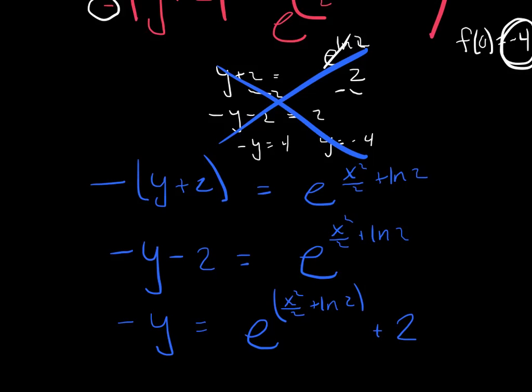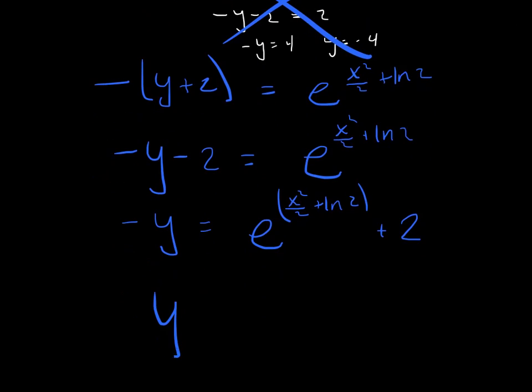And then divide by that negative. So you should get y equals negative e to the x squared over 2 plus the ln of 2, minus 2.